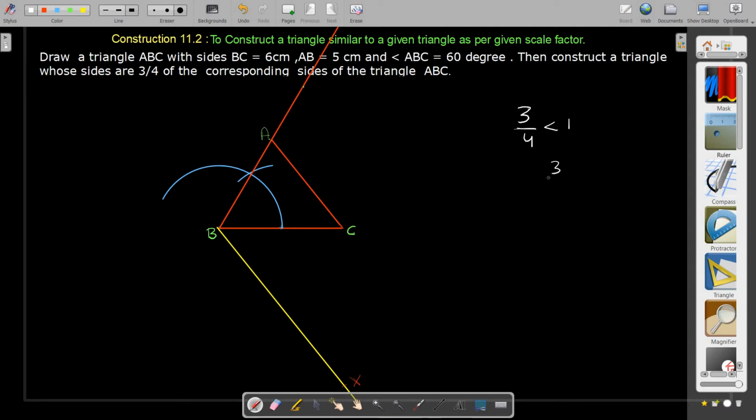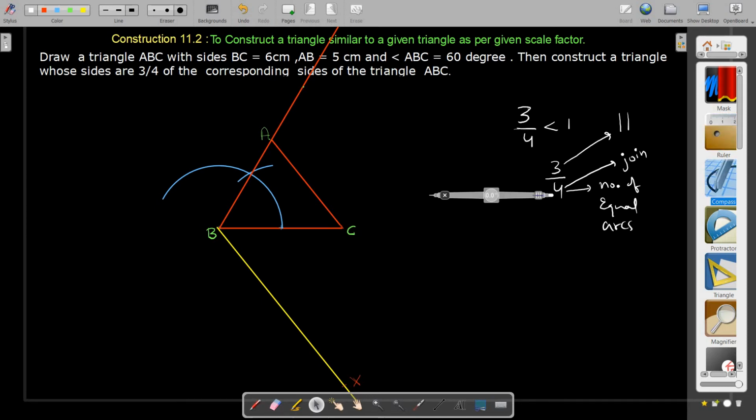In this ratio 3 by 4, the highest number is 4. So that many equal arcs, 4, we have to construct on the acute ray BX. Then in this fraction, the denominator number is for joining to the other end of BC, and at the numerator numbered division, we have to draw a line parallel to the joined line. Now, the highest number is 4 in the ratio 3:4.